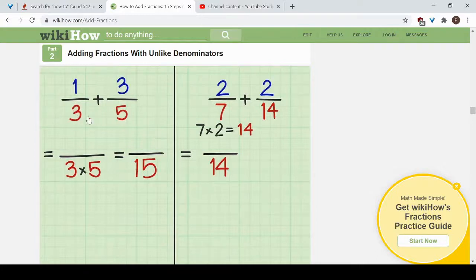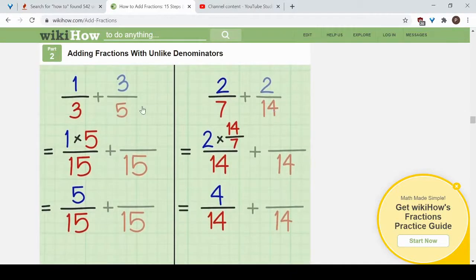So 1/3 plus 3/5, we're going to make these the same, and the smallest number that we can make them the same is 15. 3 times 5 is 15, and 5 times 3 is 15. Okay, so then they both get 15. For this example, the smallest we can make them the same is 14. 7 times 2 is 14, and this one's already 14, so we can leave it the same.